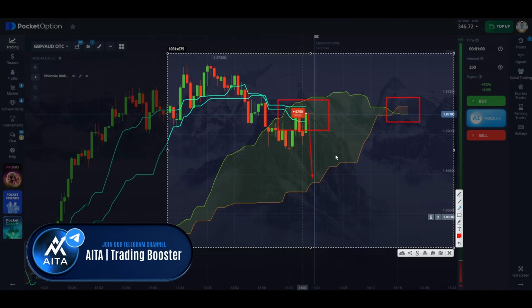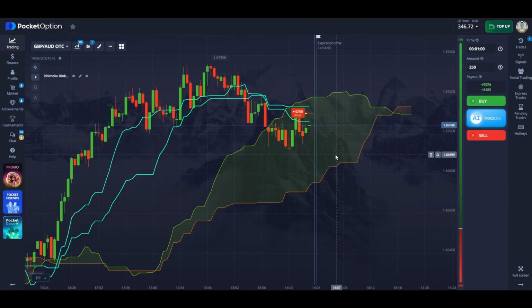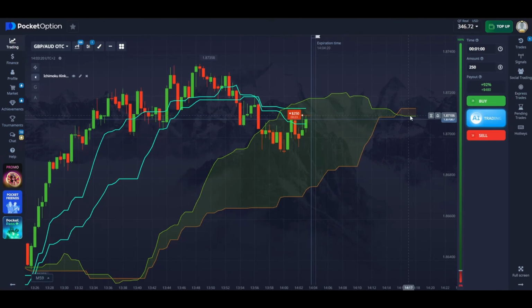And by the way, guys, this is a really interesting situation. Why? Because when the cloud has just opened, no matter the color, it means there's about to be a strong move in the direction of the cloud's color. So as you can see, the red cloud has just opened. That means there's about to be a good downward move. And it's the same with the green cloud. If the cloud had just opened in green, that would mean there's about to be a strong upward move.